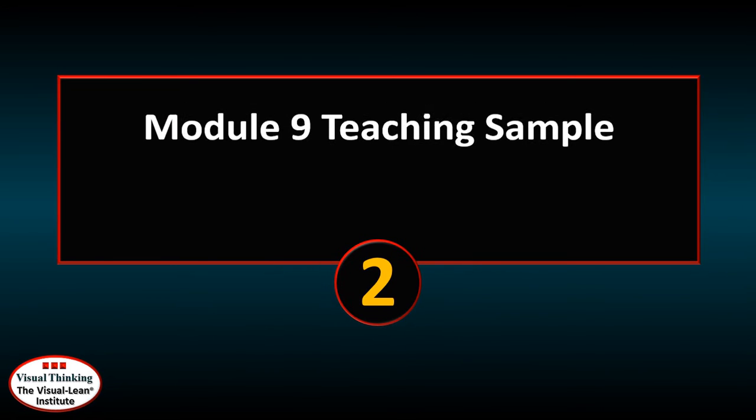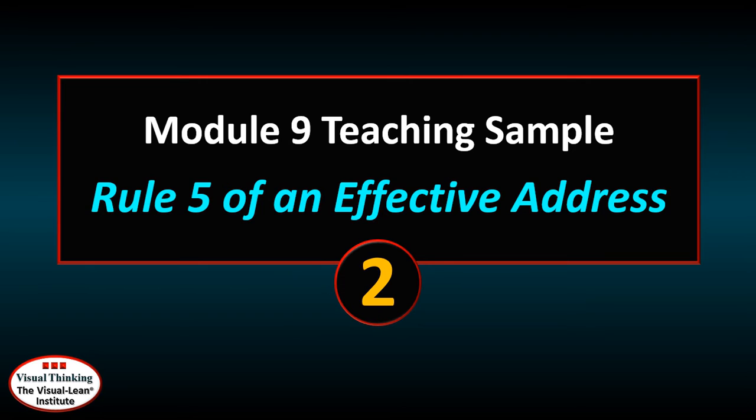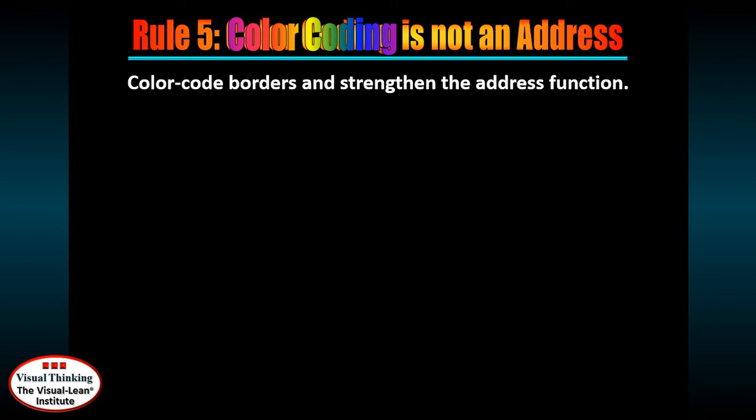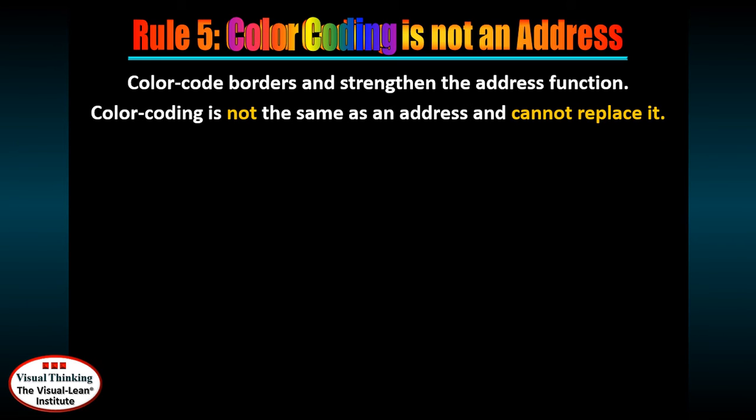Effective addresses follow 7 rules. This teaching example presents Rule 5. Rule number 5, do not use color coding instead of an address as an address substitute. This is a big no-no. We color code borders in order to make a match that strengthens the address function, but not replace it. Color coding is not the same as an address, and it cannot replace the address.